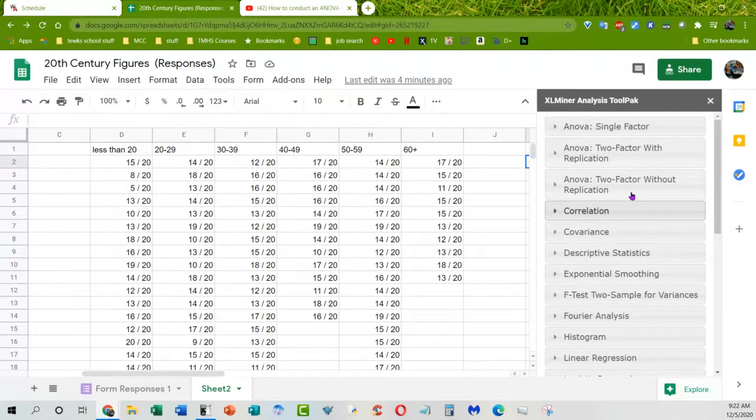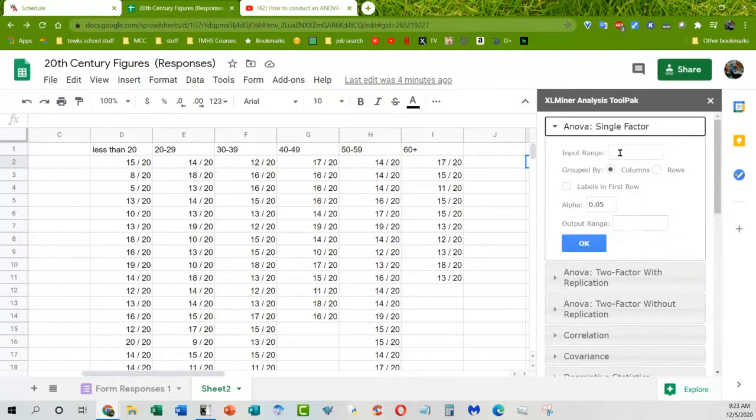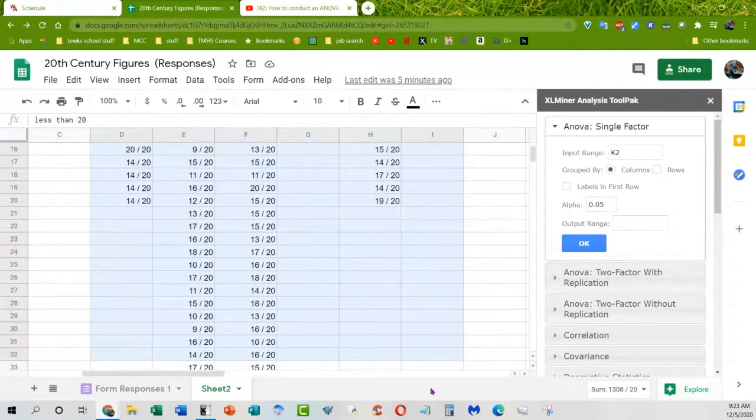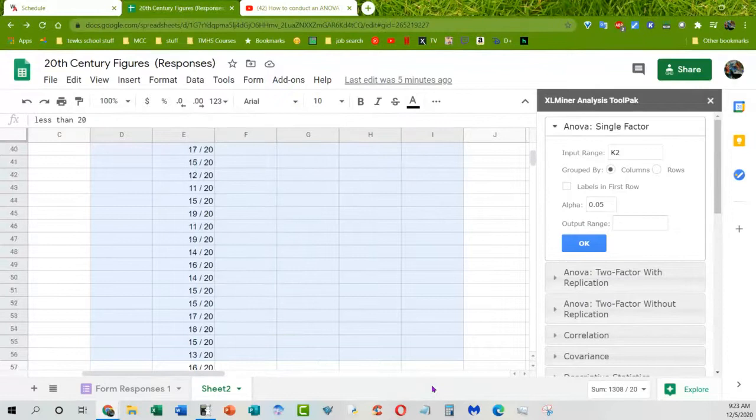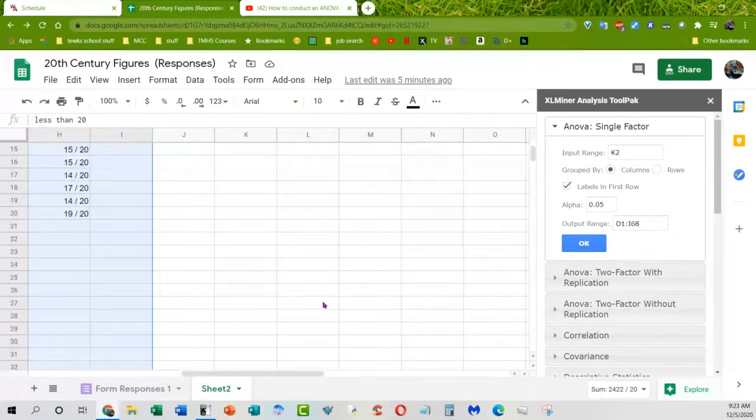So now I need to find ANOVA. Okay. Single factor. Because there's only one thing that we're using to break this up, which is age, we have a single factor ANOVA. And then it asks us, well, where is our data? Our data is in this information here. Okay, and it's in column format. There's a label in the first row. Our alpha, just with everything, is 0.05. And then where do we wish to put our answer? Well, let's put our answer right here next to it.